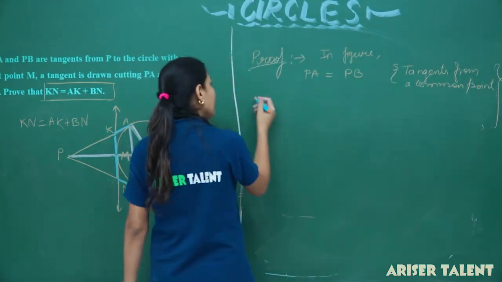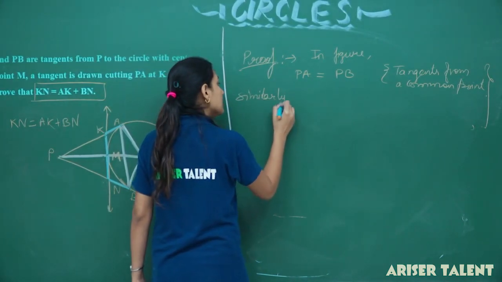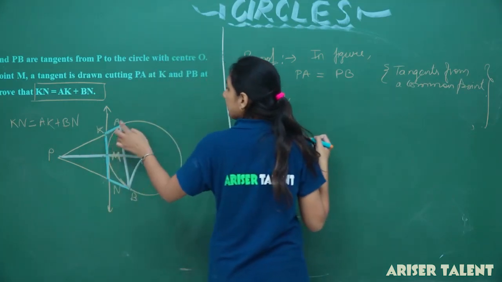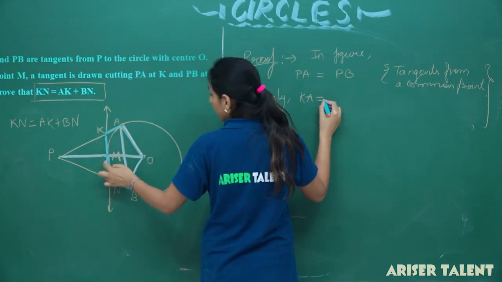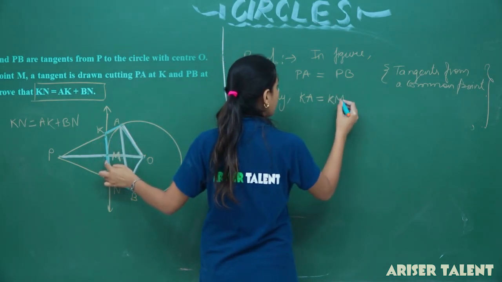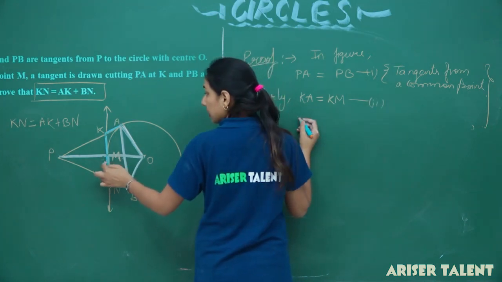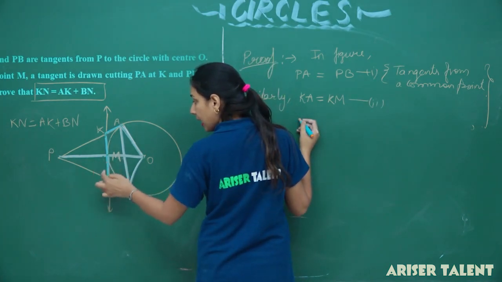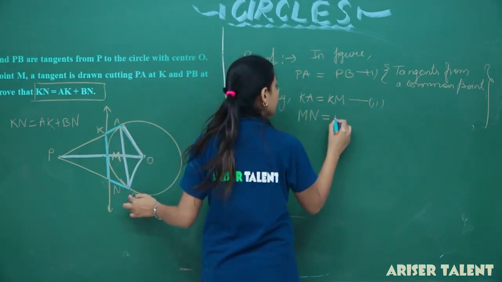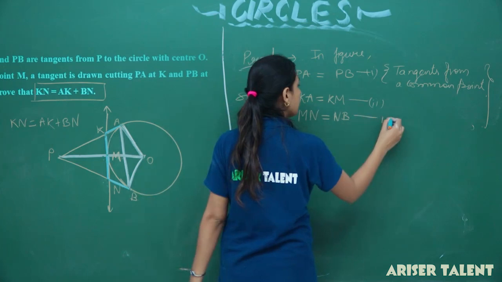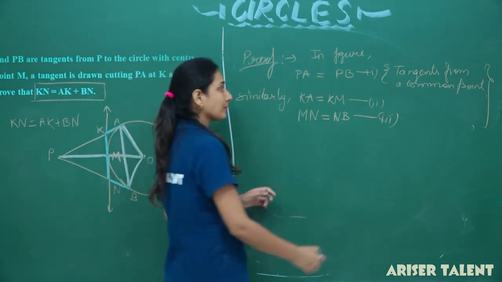Okay. Similarly, I can say that this AK equals to Km, and this Mn is equals to Nb. This is third.